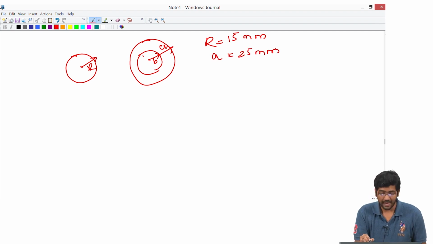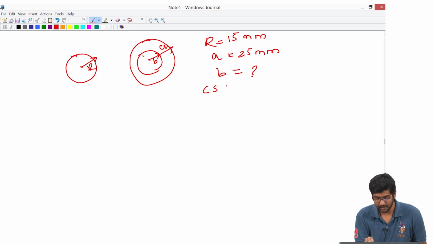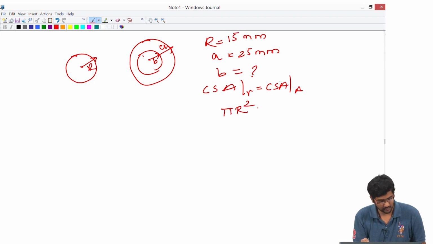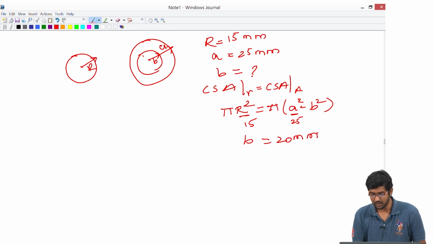The first step is to calculate the unknown, which is B. The information that is given is that the cross sectional area of the two ducts is equal. Therefore, the cross sectional area of the round pipe is equal to the cross sectional area of the annular pipe. This gives us pi r square is equal to pi into (a square minus b square). We know r, which is 15 mm, and we know a, which is 25 mm, and therefore we can calculate b, which is going to be 20 mm. So, we know all the dimensions in the problem.